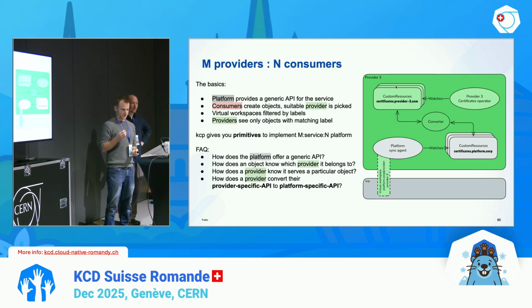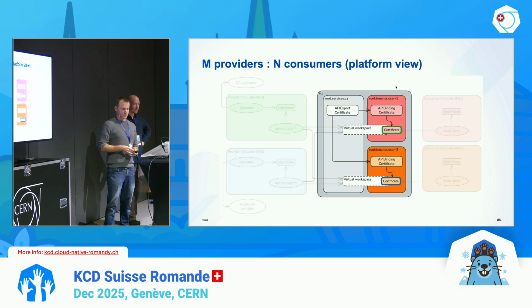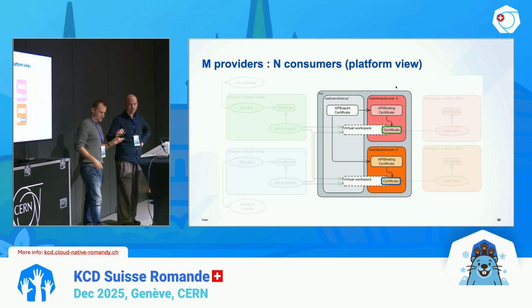The good news is that there are existing tools that can help you with this. There is Crossplane or many other templating tools that can go from one kind of object to another and convert between those two. And with that, we have an actual multi-provider service, which we will now see in a live demo.